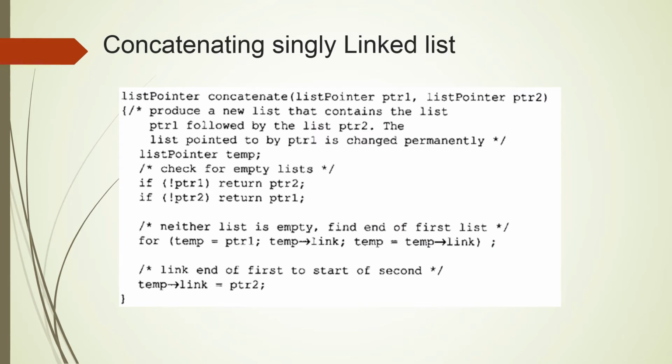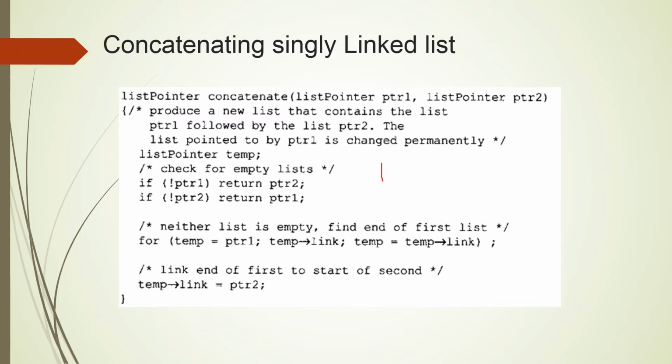Concatenating singly linked list means how to append one single linked list to another single linked list. That means merging two linked lists pointed by PTR1 and PTR2. PTR1 is pointing to the first single linked list and PTR2 is pointing to the second linked list.